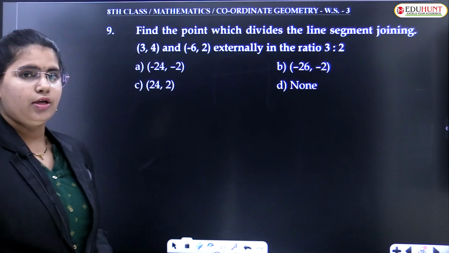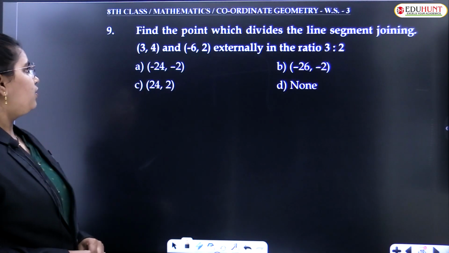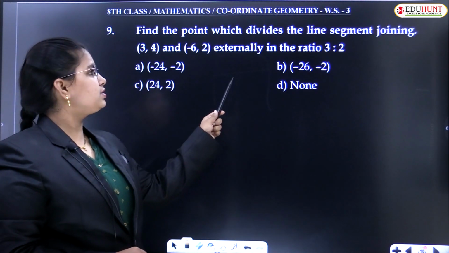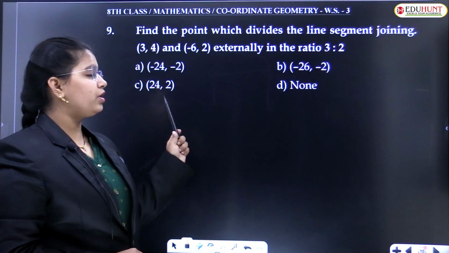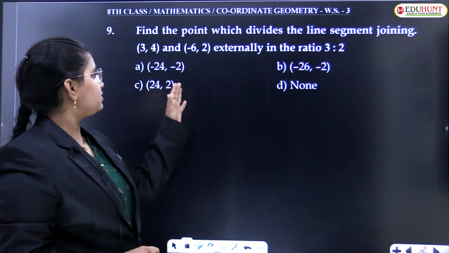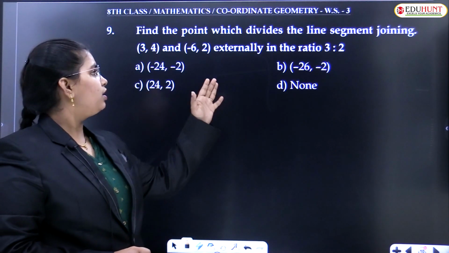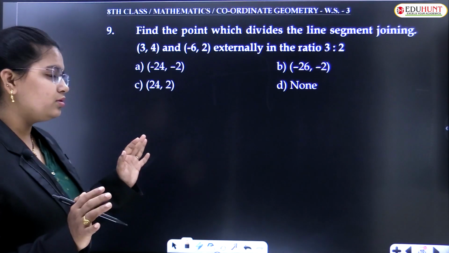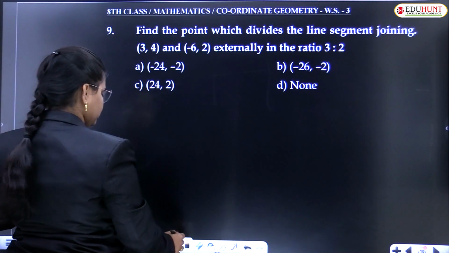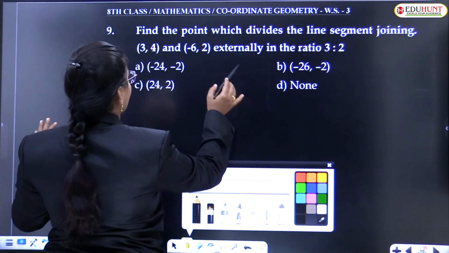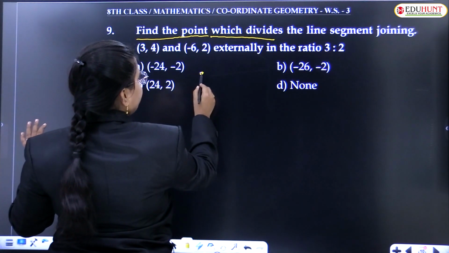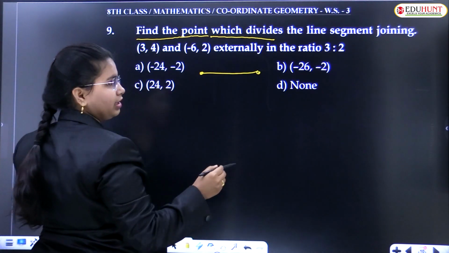Let's start. Here we have the 9th question. Find the point which divides the line segment joining 3, 4 and minus 6, 2 externally in the ratio 3:2. So what did they ask you in the question? Find the point which divides the line segment. Let me take this as my line segment.